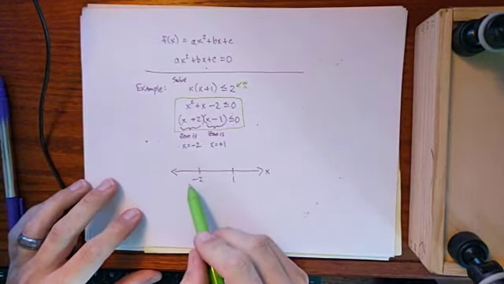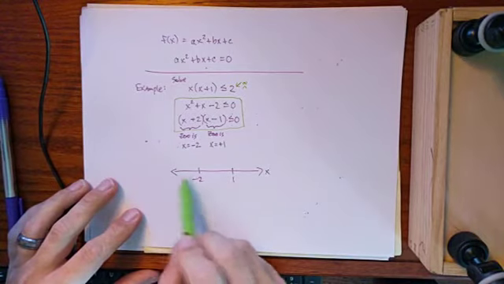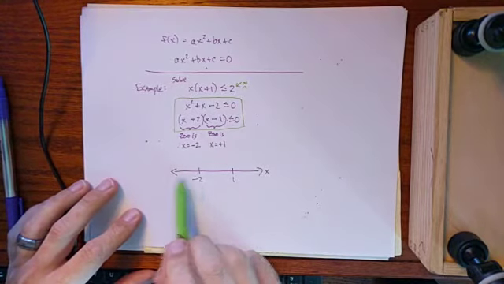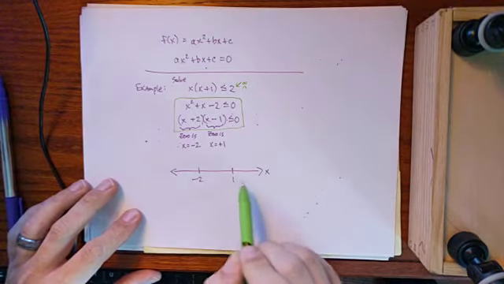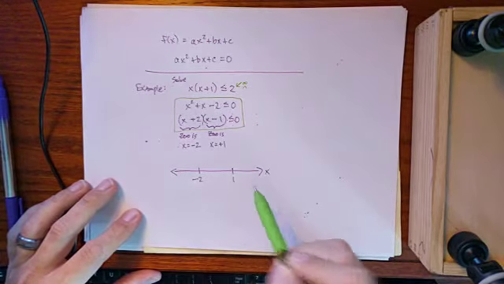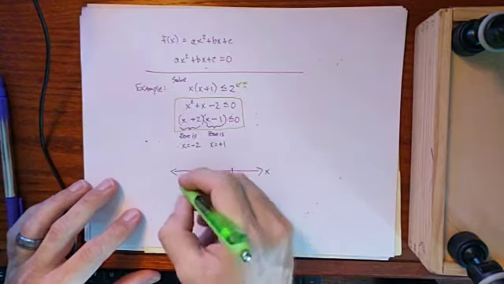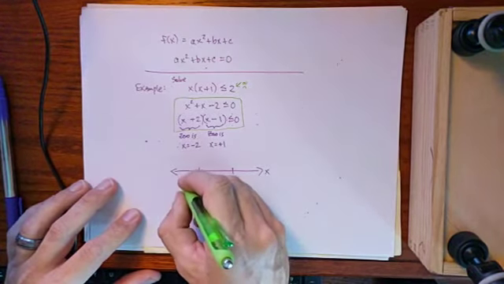So we'll pick some numbers that are in these intervals. First one has to be strictly less than negative 2. Another number that we'll pick is between negative 2 and 1, and the last number we'll pick is bigger than 1. So we'll pick a convenient number here, like negative 3.